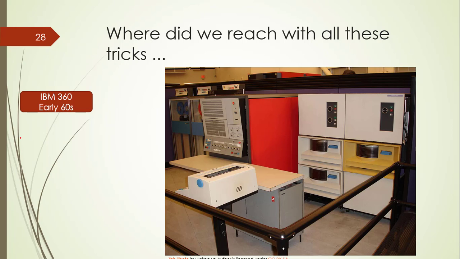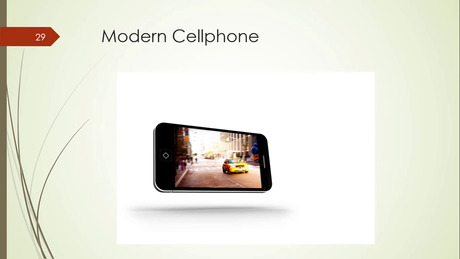Where did we reach with all of these tricks? The last 3 slides were heavy, but that was just to give you some idea of the depth of computer architecture. So with all of these tricks, where did we actually reach? If you see this huge cabinet-sized machine, which looks more like a library and less like a machine, it looks like a kitchen actually, it's so big. But this, believe it or not, was the revolutionary, legendary IBM 360 computer in the early 60s.